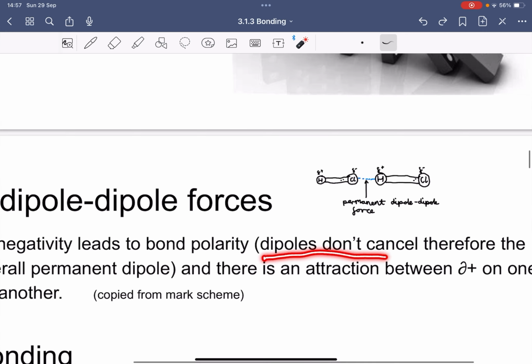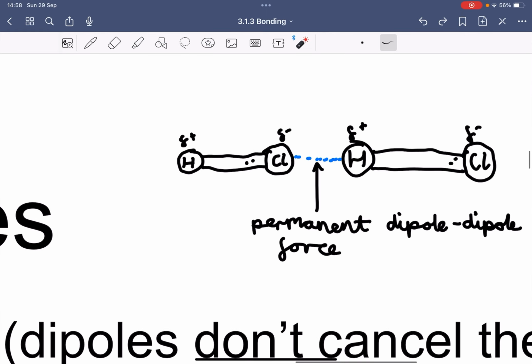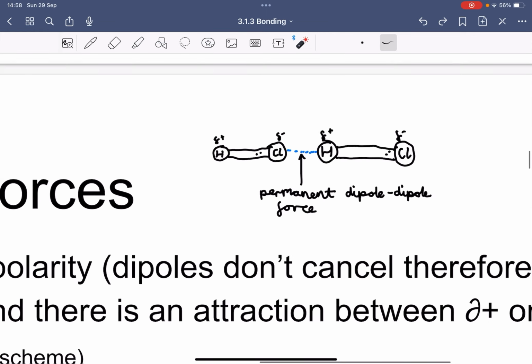And in this case, the dipoles don't cancel each other out, right? Okay, so in a previous video, we talked about how a molecule can have no overall dipole because the charges cancel out, right? In this case, that doesn't happen because there's no symmetry. So basically, we do have an overall dipole, right? And since there is an overall dipole, there's an attraction between the slight positive of one and the slight negative of the other.